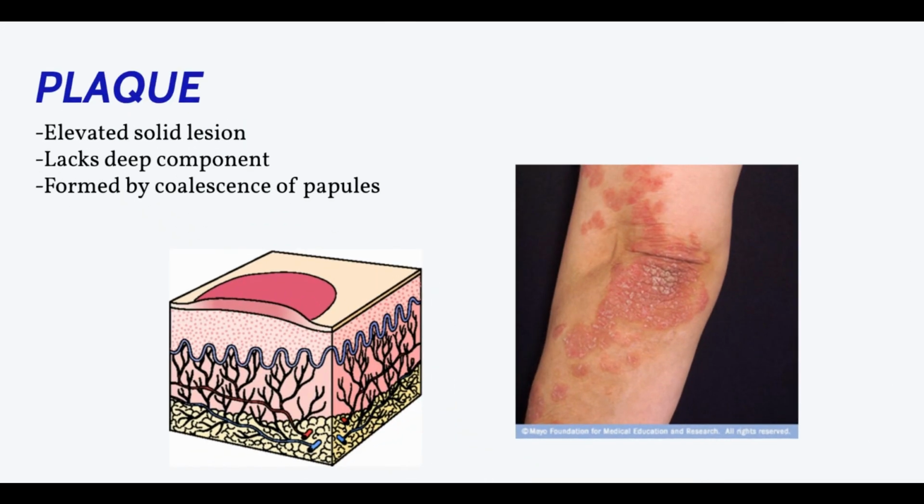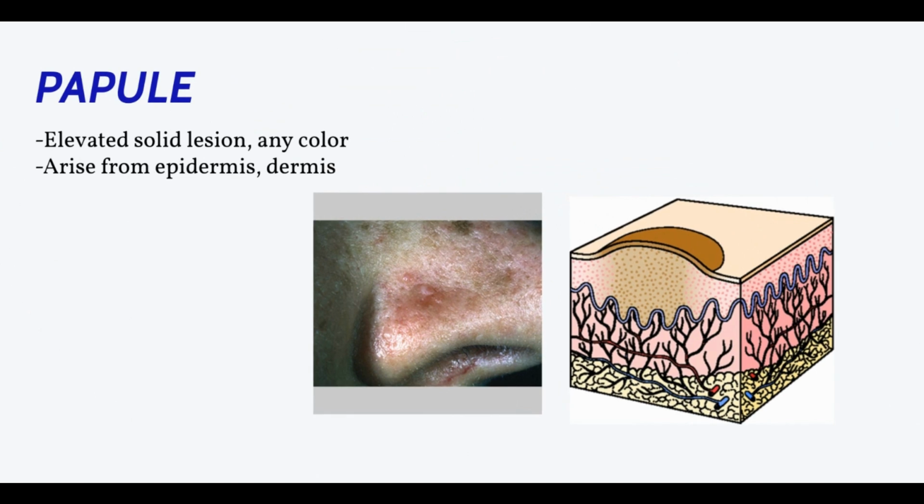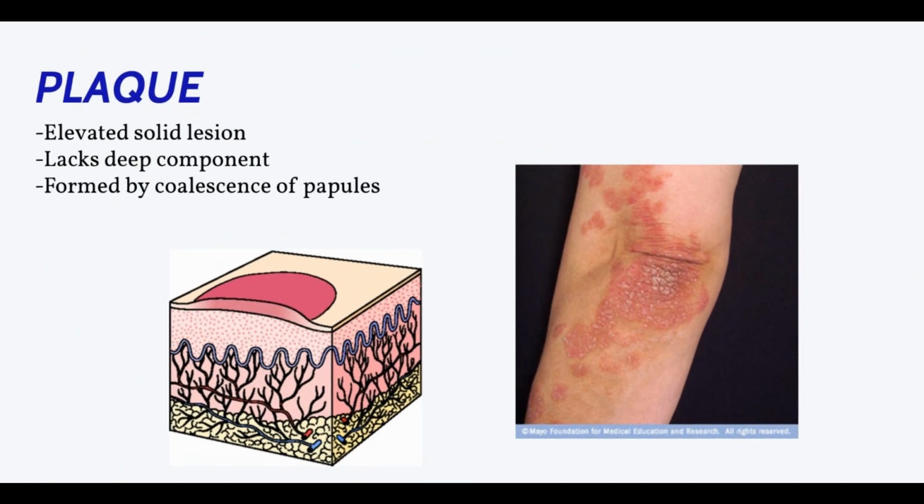Plaque, you can deal with a lot of this during psoriasis and some other forms, but plaque is an elevated, solid lesion, and it lacks a deep component. So you don't see any fissures formed in it, and we'll talk about fissures here in a little bit, but it is formed by a coalescence of papules. So again, let's go back to a papule. Here, you have an elevated, solid lesion. It's one by itself. However, a collection of these is plaque.